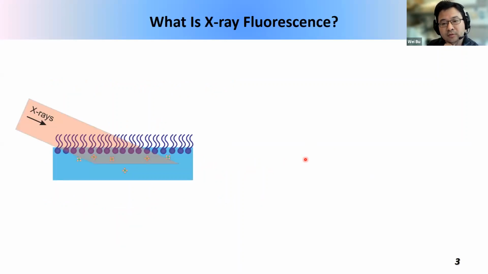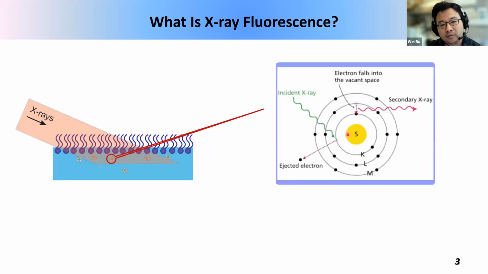What is X-ray fluorescence? When X-ray strikes on the liquid interface, we can get a reflected beam, or sometimes we can get diffraction peaks if there's long range ordering there. But let's see what happens if we take a close look on the atomic level. Here we have the nucleus in the middle. I use the sulfur atom as an example here.